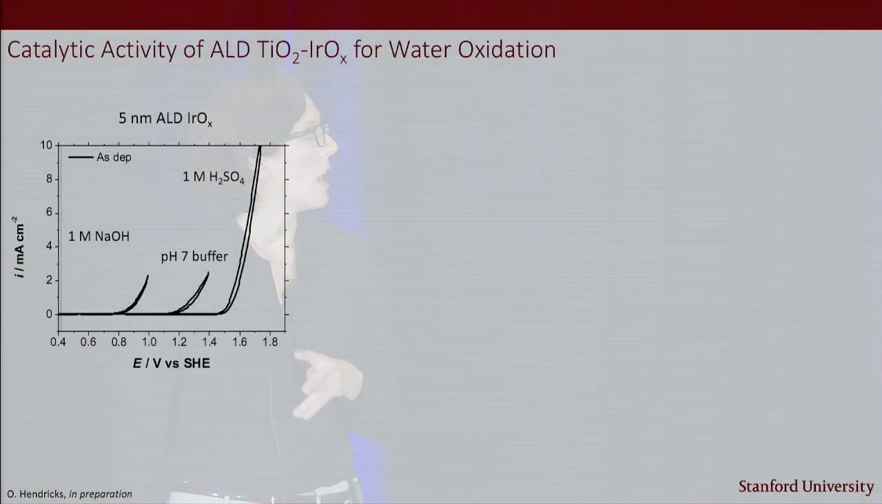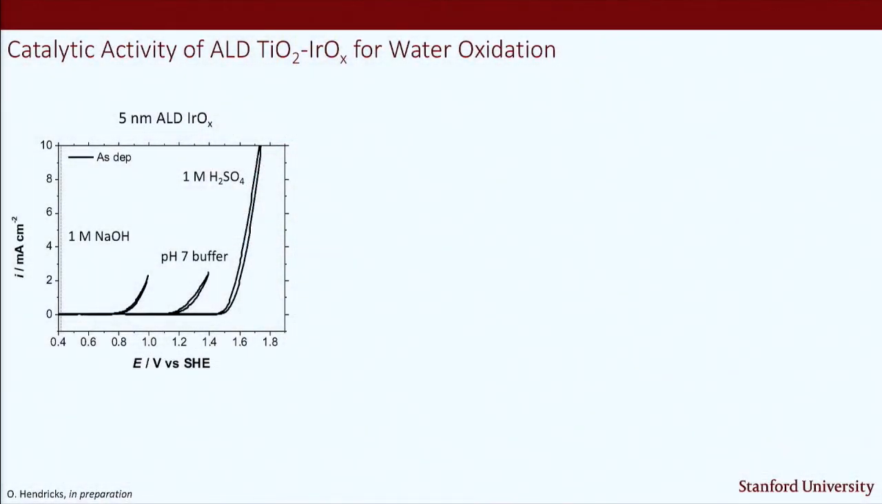And if you look at the curve in base, which is that first curve on the left, the thermodynamic potential is indicated by that dashed line. It might be kind of hard to see, but it's at about 0.4 volts. And you'll see that we don't start getting significant water oxidation current until over 0.8 volts, which means we have an overpotential of over 400 millivolts. That's also not good, especially because iridium is supposed to be one of the best known catalysts for water oxidation. So this was quite puzzling from our perspective.